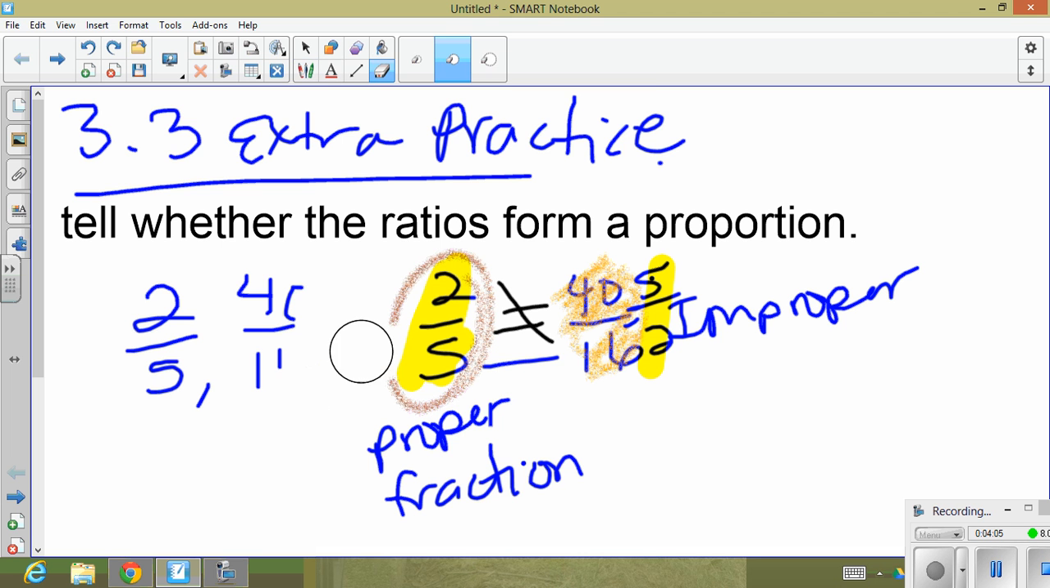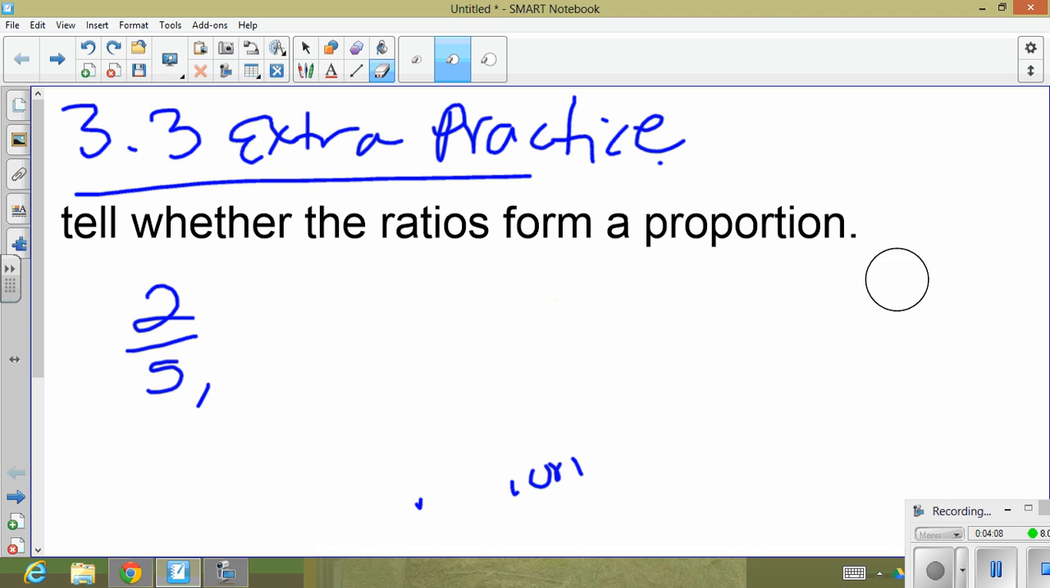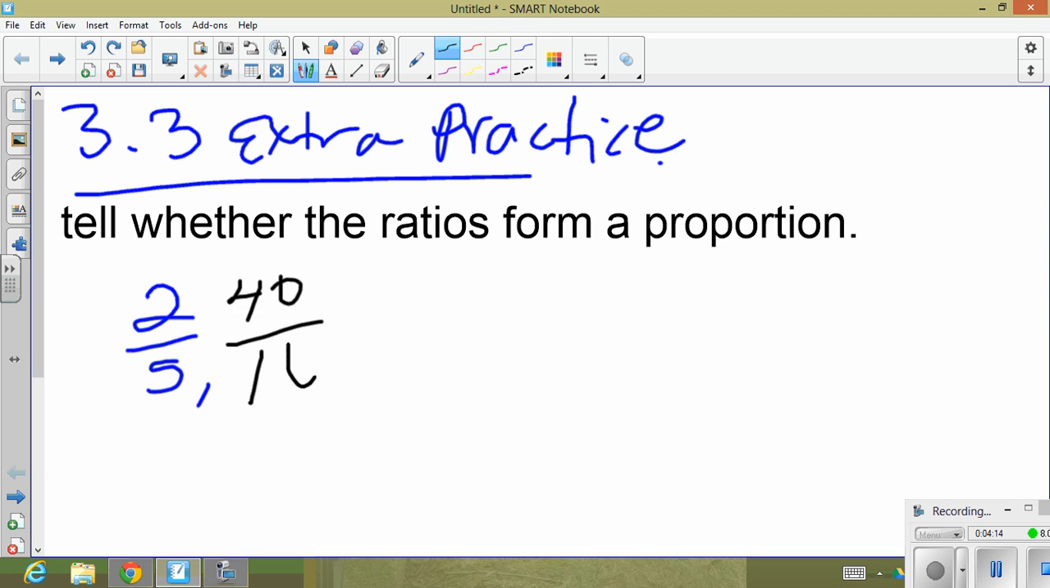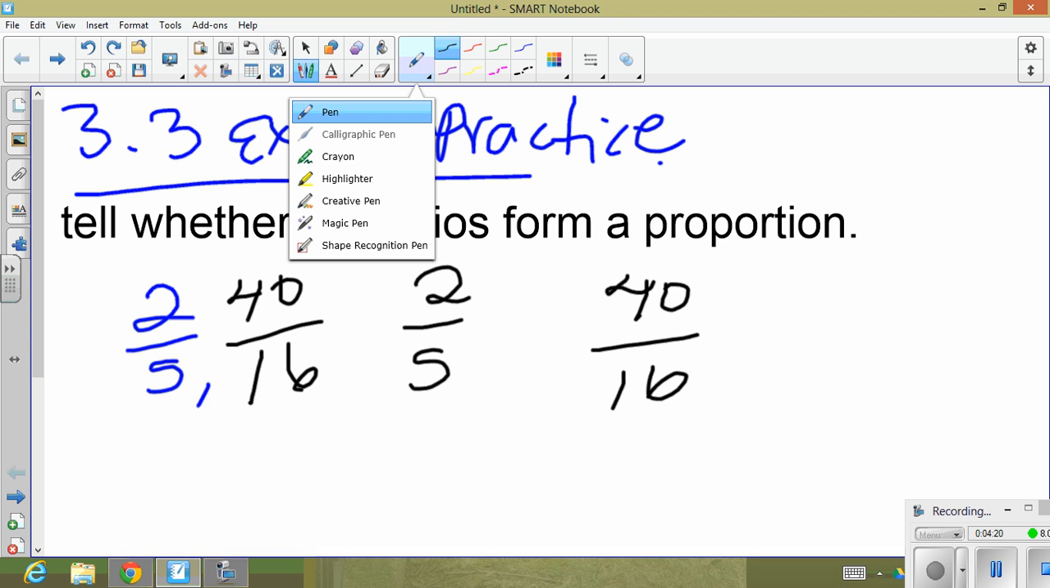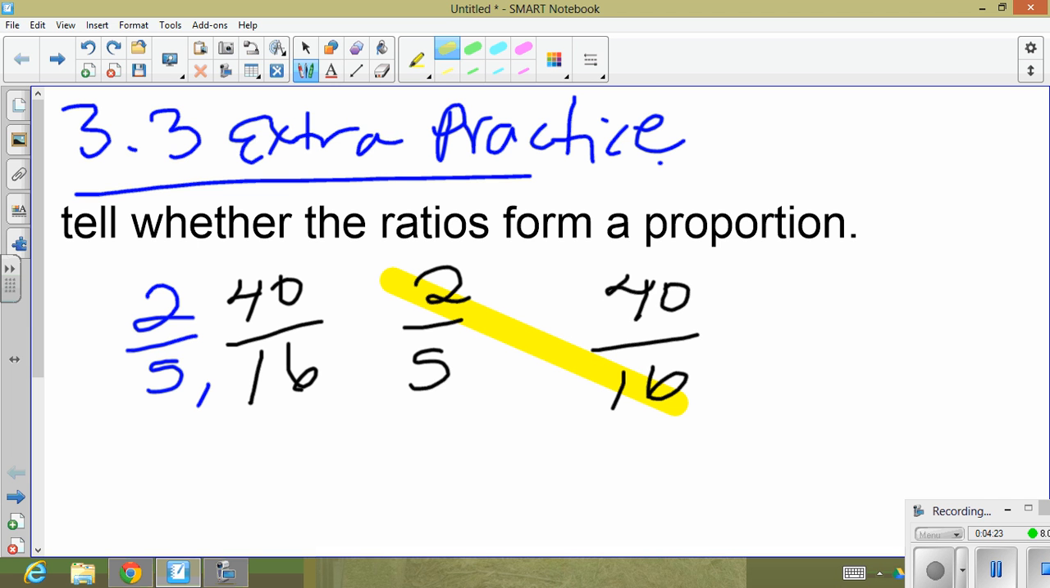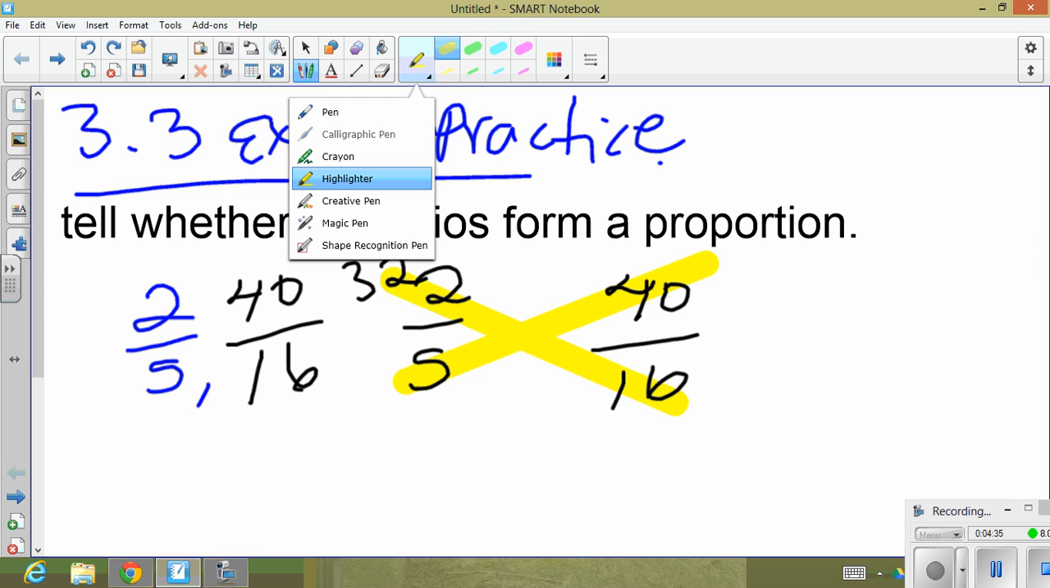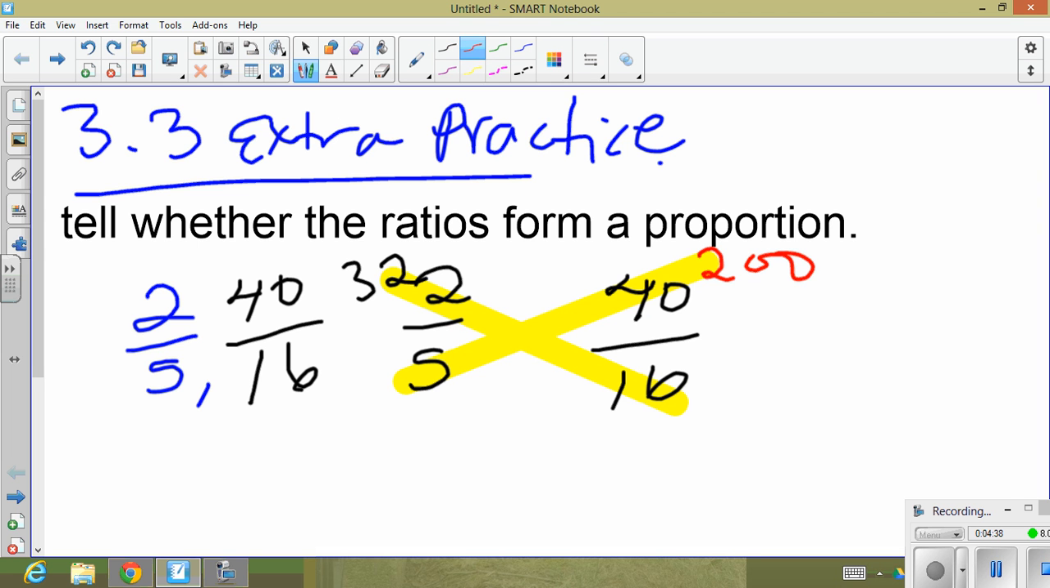If you hate that explanation, here's another one. We had 40/16. We're just going to do this problem the way I've been showing you the others. We can take the cross product. 16 times 2 is 32. And take the cross product the other way around. 5 times 40 is 200. So if you take a look, 32 and 200 are definitely not the same. So the answer would be the equal sign with a line going through it for not equal.